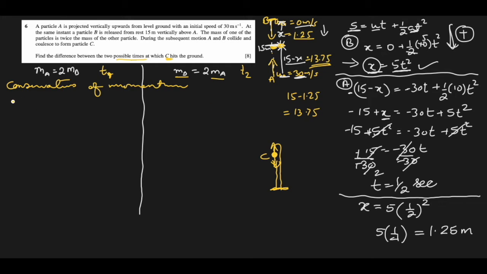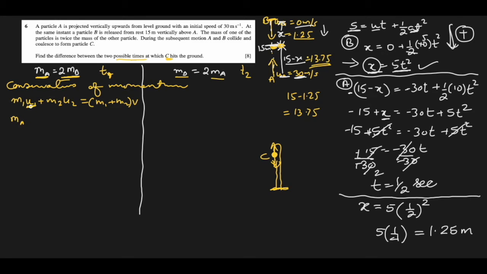So what is our formula? The formula is this: m1 u1 plus m2 u2 equals (m1 plus m2) v, because they coalesce, they become one body. This is the formula we will use. So here we are saying that ma is twice mb. So let me write ma first.